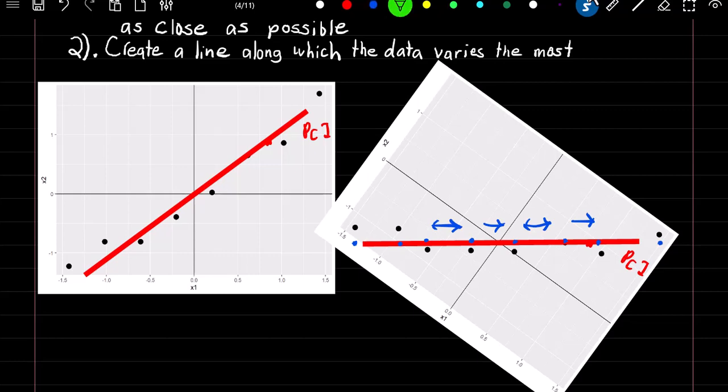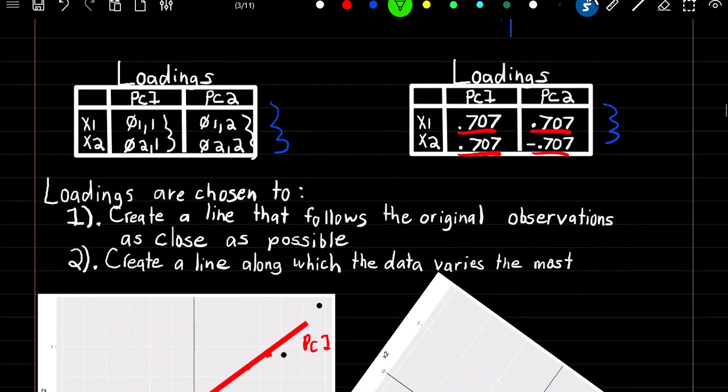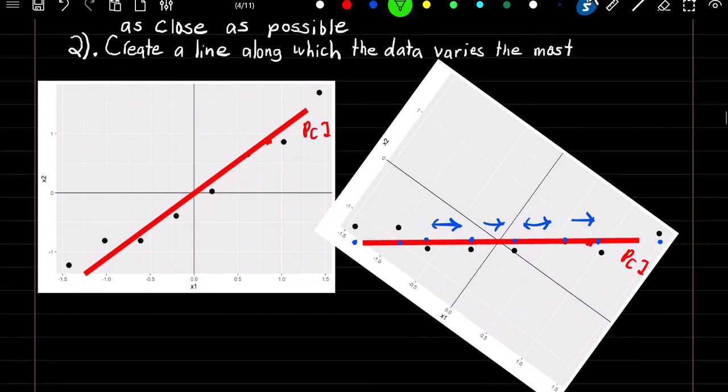Now for principal component 2, if we were to plot that, we can see it's at 0.707 and negative 0.707 for x2. So if we were to add that to our plot, 0.707, negative 0.707 would fall right about here. And again, we're going to extend this through the origin because our data is centered to have a mean of 0. And notice that the principal component 2 is perpendicular to our first principal component. Or the word that we're going to use when we're using principal components is the lines are orthogonal to each other.